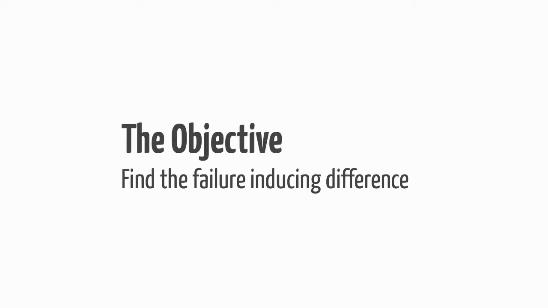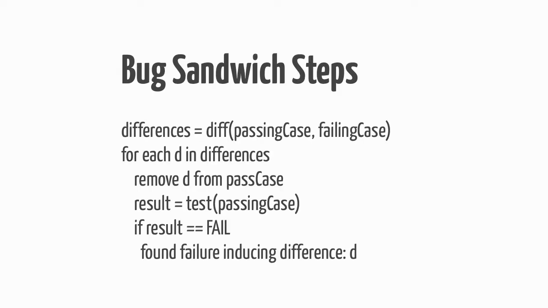Your objective is to find the smallest difference between the two test cases, such that removing that one difference either causes the passing case to fail or the failing case to pass. The actual procedure goes like this. First, you identify the differences between the two test cases. Then, you go through each difference one by one.